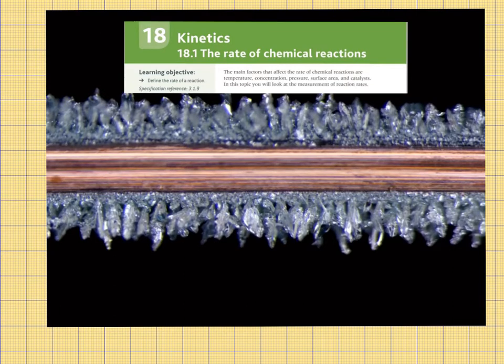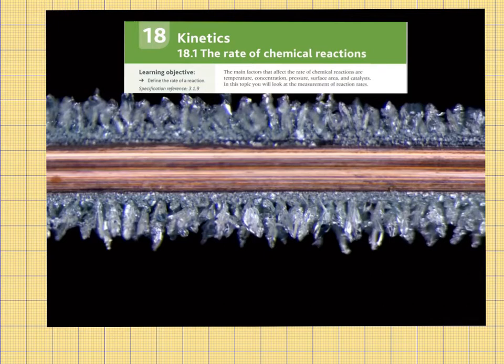Chemical reactions can be really fast or really slow, as this time-lapse video showed the reaction of the displacement of silver from copper. In AS, we looked at the main factors that affected how fast a chemical reaction could go, or the rate of chemical reaction. We found out it was dependent on temperature, concentration, pressure and surface area, and also catalyst.